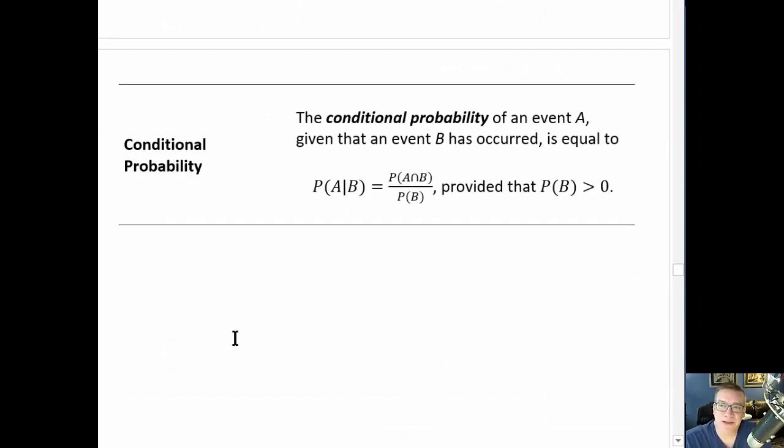So the conditional probability of an event A, given that an event B has occurred, is equal to the probability of A intersect B over the probability of B, as long as the probability of B is greater than 0.